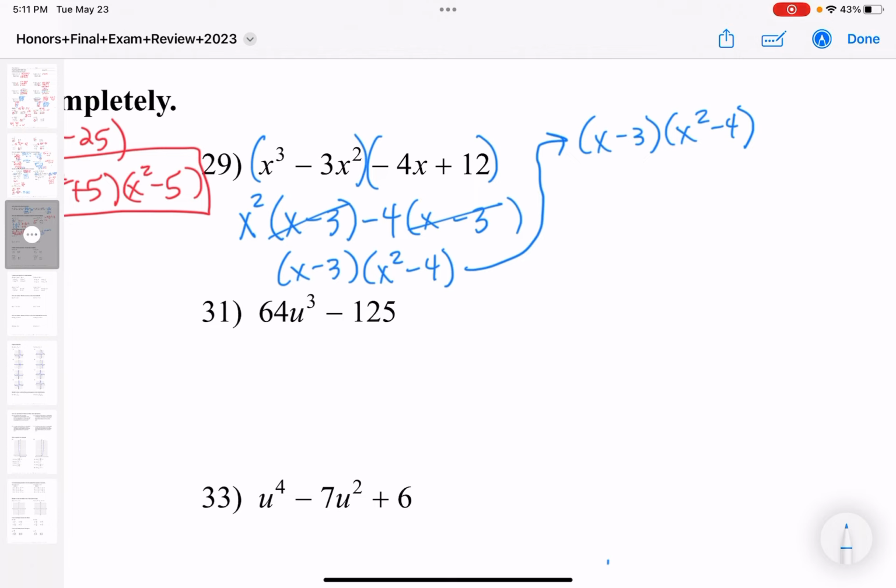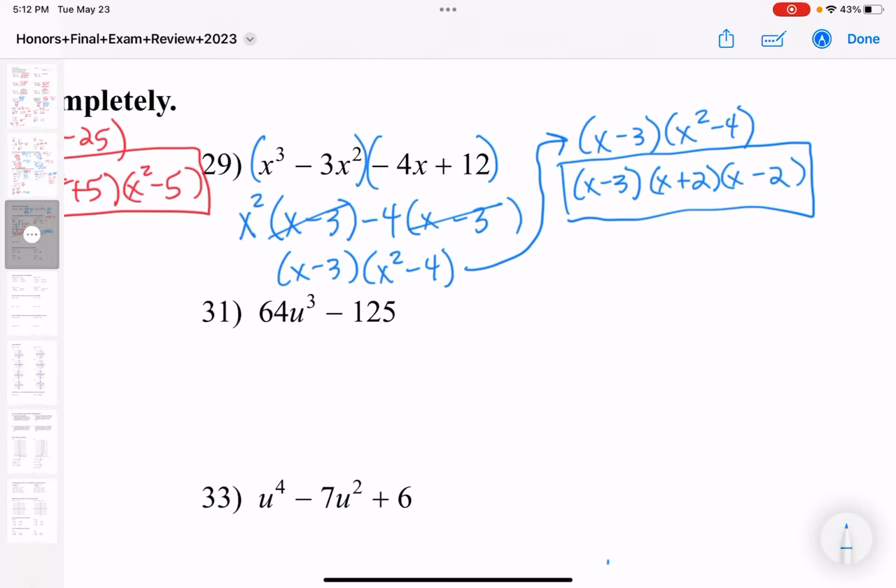It has a minus in the middle, so it could be a difference of 2 squares. It has an x squared, which is a perfect square. 4 is also a perfect square. I'm going to bring down the x minus 3. But then x squared minus 4 factors into a sum times a difference. The square root of x squared is x, and the square root of 4 is 2.